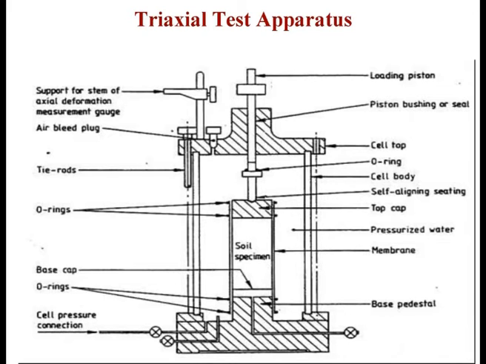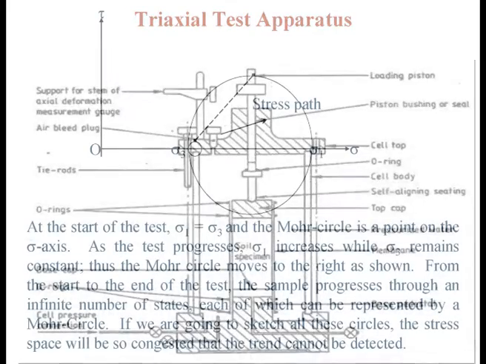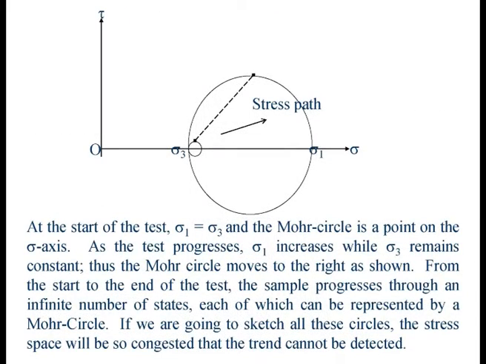At that point of time, at the start of the test, the Mohr circle is really just one dot. So it starts here, one dot, because the major principal stress is equal to the minor principal stress. The two are coincident. The diameter of the Mohr circle is 0. Correct? It is zero.